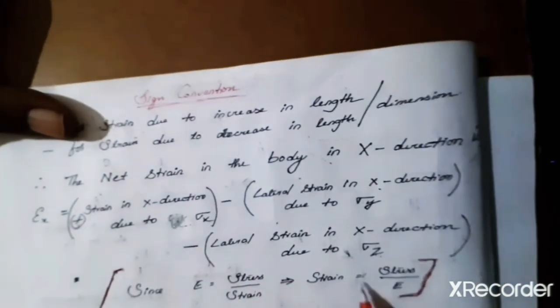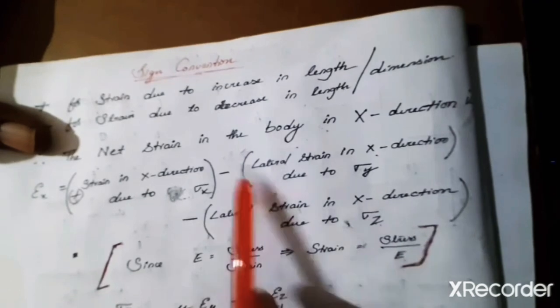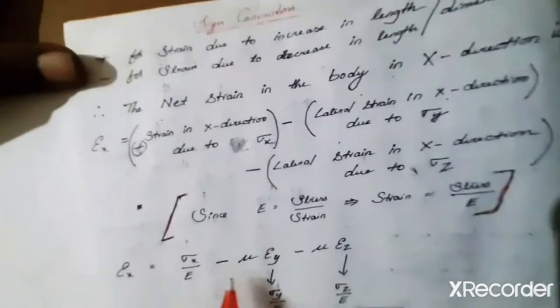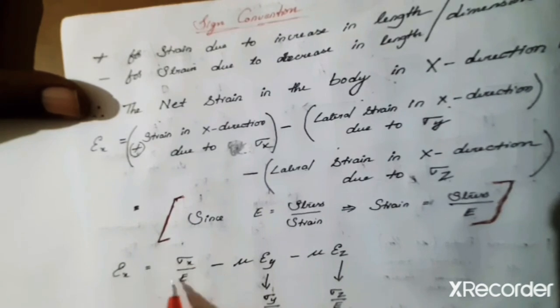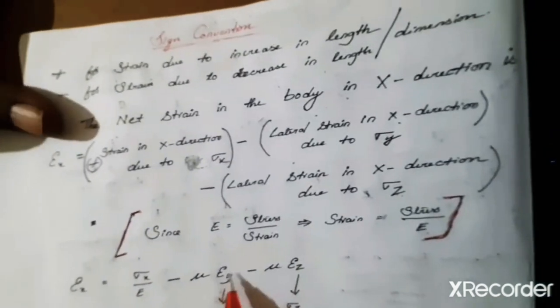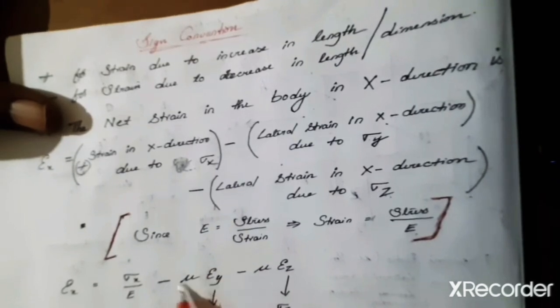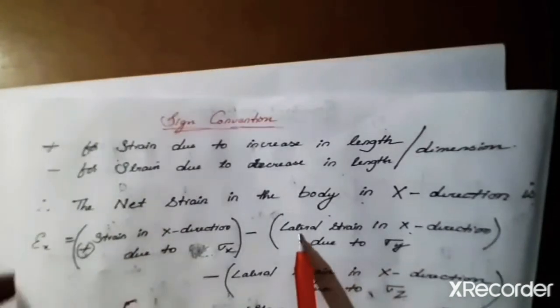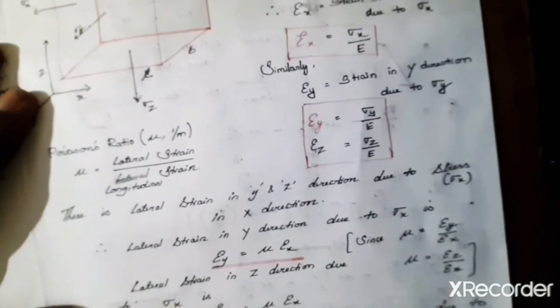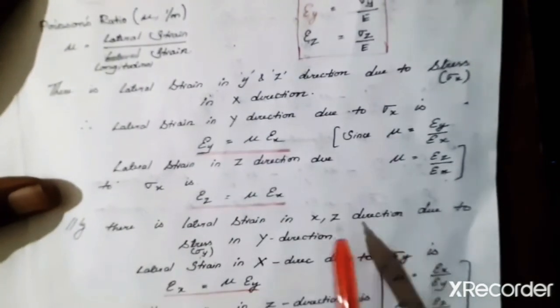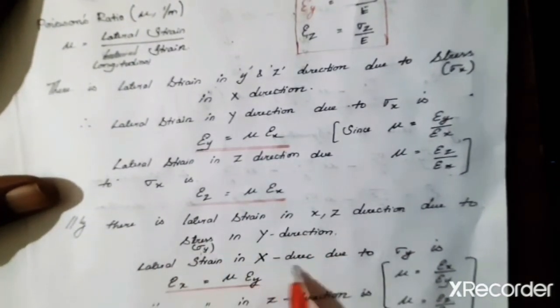Now since E equals stress by strain, the strain equals stress by E. You can write these equations in this way, and we can see here epsilon x equals sigma x by E, as you know, minus, I'm just using the previous formula. What is it? Lateral strain in x direction due to sigma y.